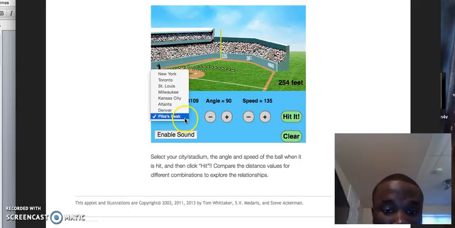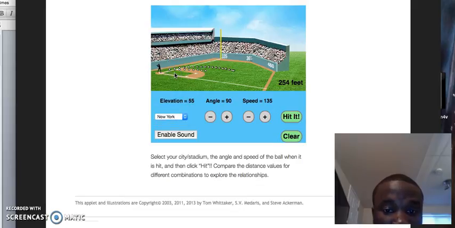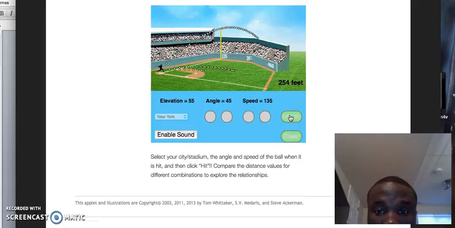So if I go ahead and start with the first one, which is New York, which has the very lowest elevation, and I want to keep the angle at a 45-degree angle, and I want to keep the speed as high as possible, which is 135, and I hit it. This is pretty good. So this is 412 feet. Let's go ahead and give it a try.